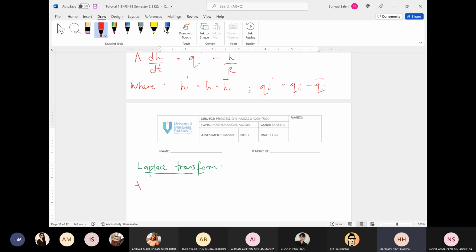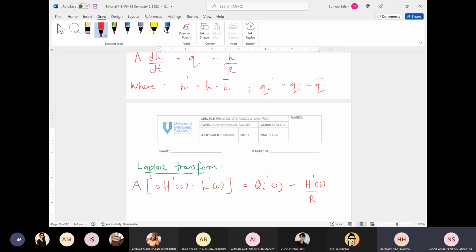A s H prime S minus H prime 0 equal to Qi prime S minus H prime S over R.